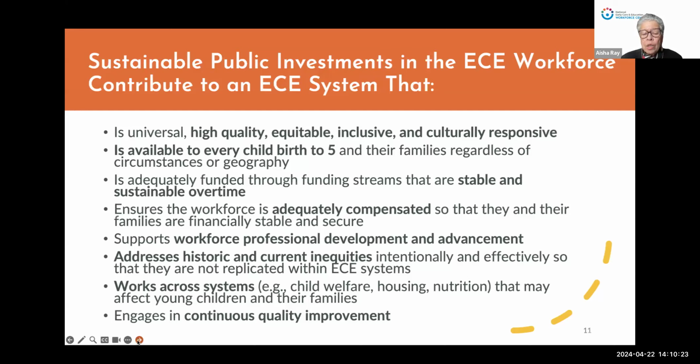effectively so that they are not replicated within early childhood systems. We want to work across systems, across child welfare, housing, nutrition, and other systems that may affect young children and their families who are in early childhood care and education programs and services. And we want to engage in continuous quality improvement. There probably are other things you hope that we will do, and we want you to add them into the chat if you think of them. But these are the key ones that we have thought about that are essential for the work that we wanted the National Center to support.